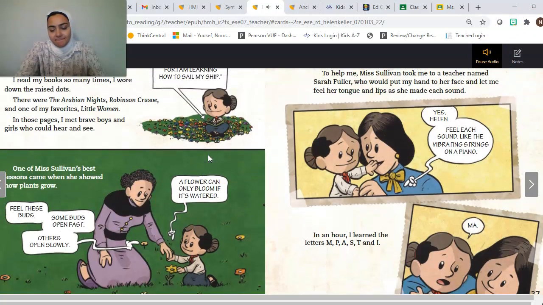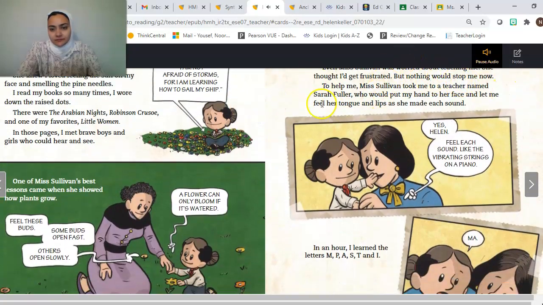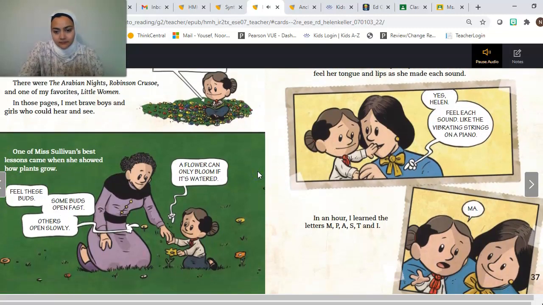I wanted to learn how to speak. Even Miss Sullivan was worried about teaching me. She thought I'd get frustrated. But nothing would stop me now. To help me, Miss Sullivan took me to a teacher named Sarah Fuller, who would put my hand to her face and let me feel her tongue and lips as she made each sound. Yes, Helen, feel each sound, like the vibrating strings on a piano. In an hour, I learned the letters M, P, A, S, T, and I. Ma!